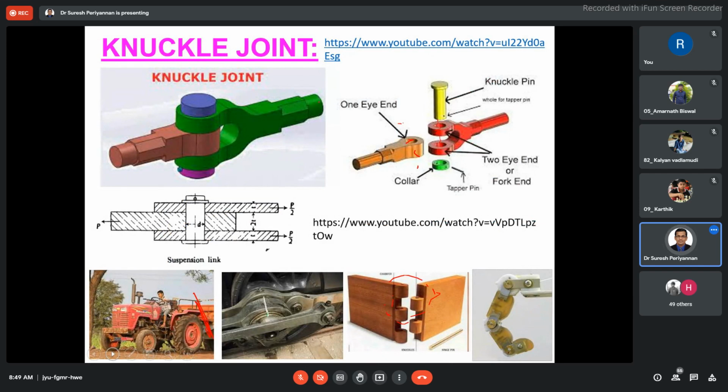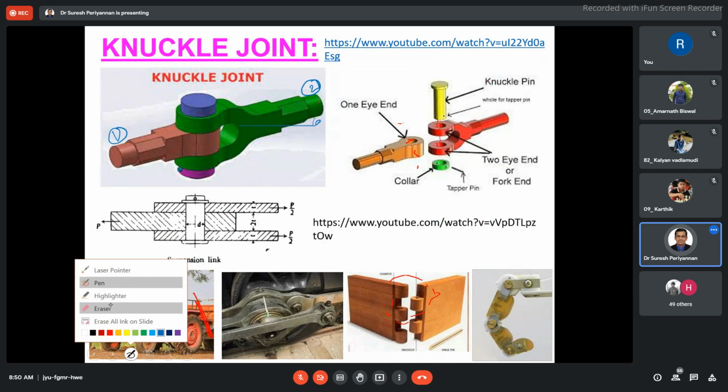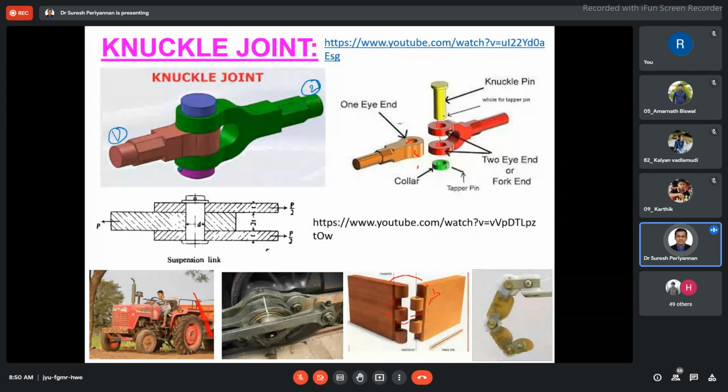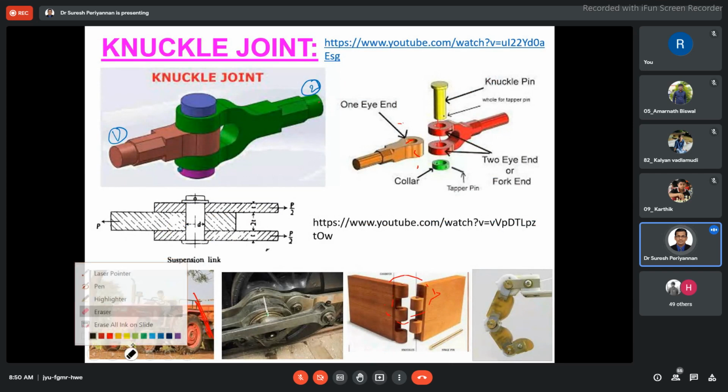Knuckle joints can be used to connect two rods. This is rod 1. This is rod 2. They connect two rods whose axes coincide or slightly intersect, but they should lie on the same plane. So the knuckle joint is used to transmit axial and tensile force.